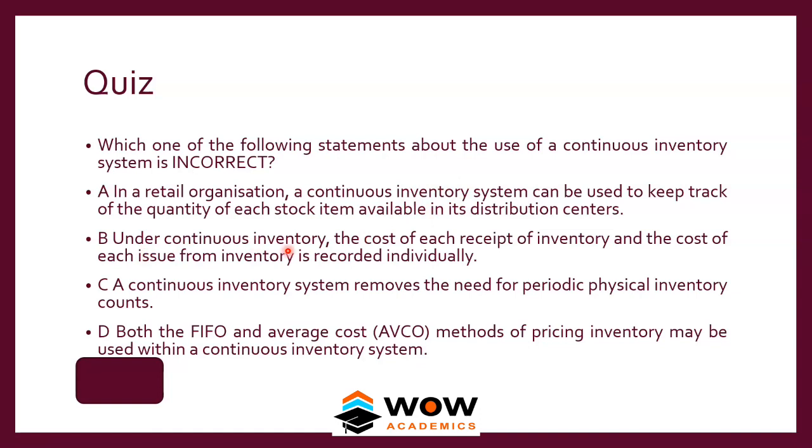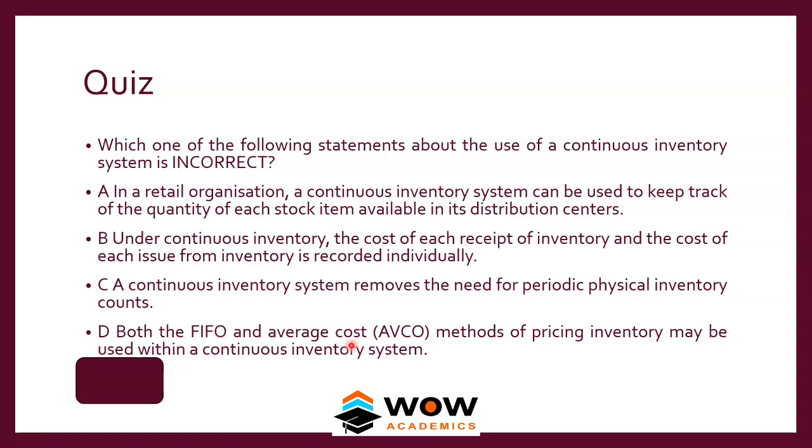Under continuous inventory, the cost of each receipt of inventory and the cost of each issue from the inventory is recorded individually. Yes, every item individually has a particular value. Every diamond has a particular value. For average inventory sake, it's averaged out, but every individual diamond has a particular value. A continuous inventory system removes the need for periodical physical inventory count. So we don't need to count it every day, because every day it is automatically discounted, so we don't need to separately count it.